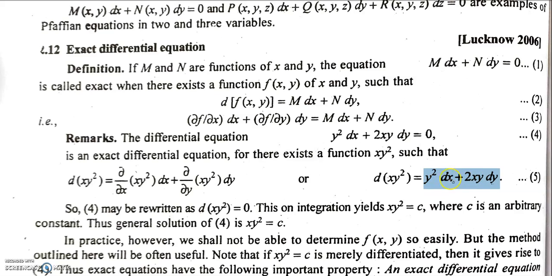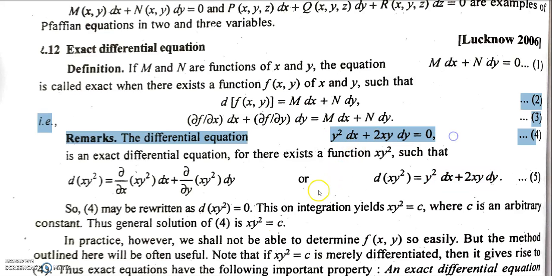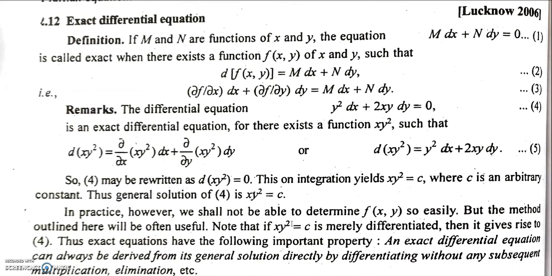Our equation is equal to 0, so now we get d of x y square equal to 0. On integrating both sides, we get x y square equal to c, where c is an arbitrary constant. So the general solution of this differential equation is x y square equal to c.